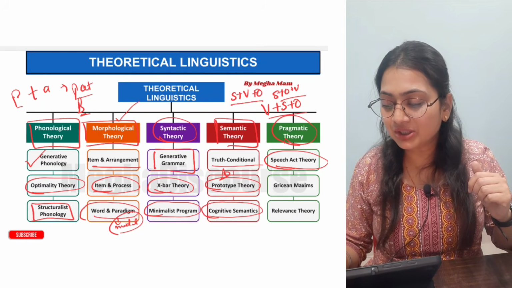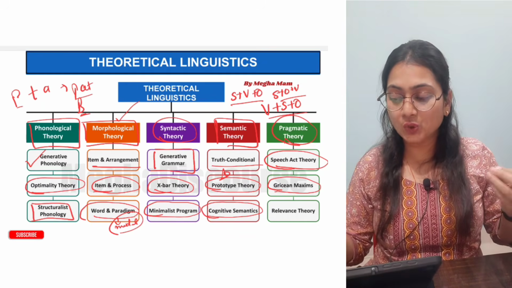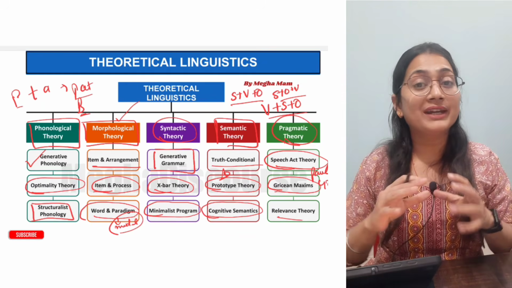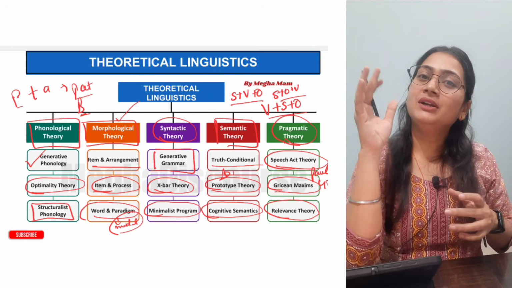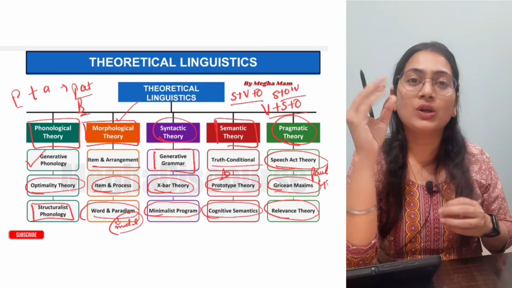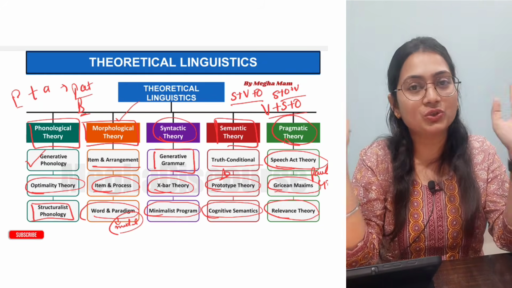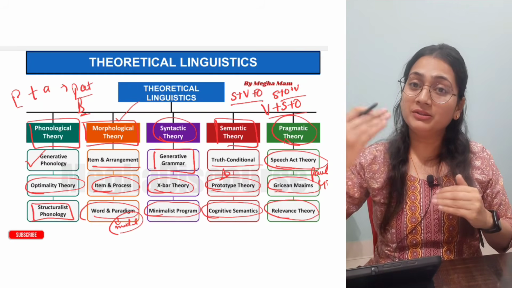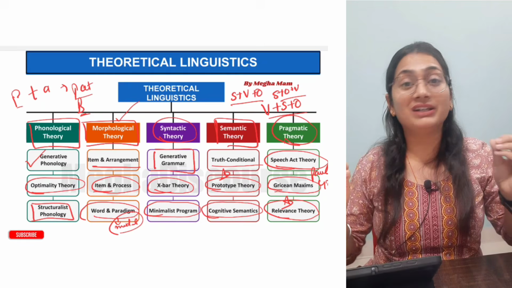Then we have Gricean maxims. It means how people communicate efficiently. Now, relevance theory. It is an interesting one. People want to put in less effort and get more output, that is, less input, more output. Generally, this is the nature of humans: we want to learn more, but with minimum effort. So this is called relevance theory.